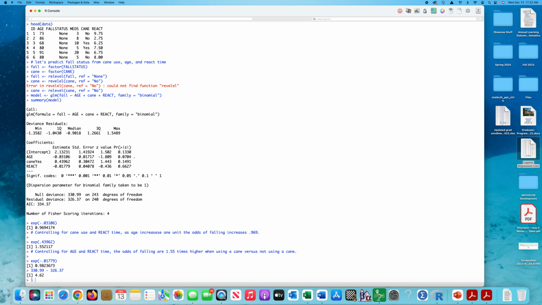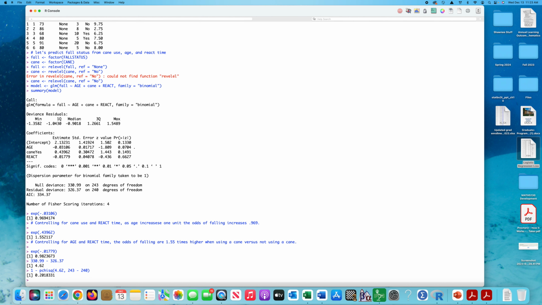Now what I do here is I use the chi-square distribution to calculate the p-value. So it's actually the probability of the chi-square distribution. I put in the difference, and then I put in the difference of the degrees of freedom. So I'm going to put 243 minus 240 there. So in your notes, it's going to be clear. Now the p-value is 0.201, actually 0.202. That is greater than 0.05.